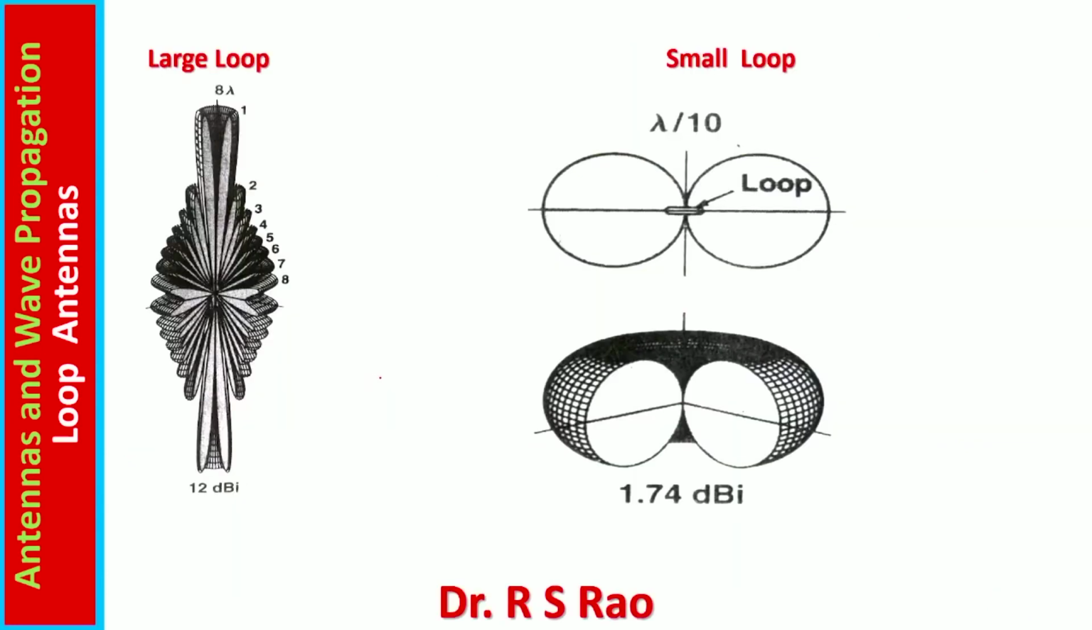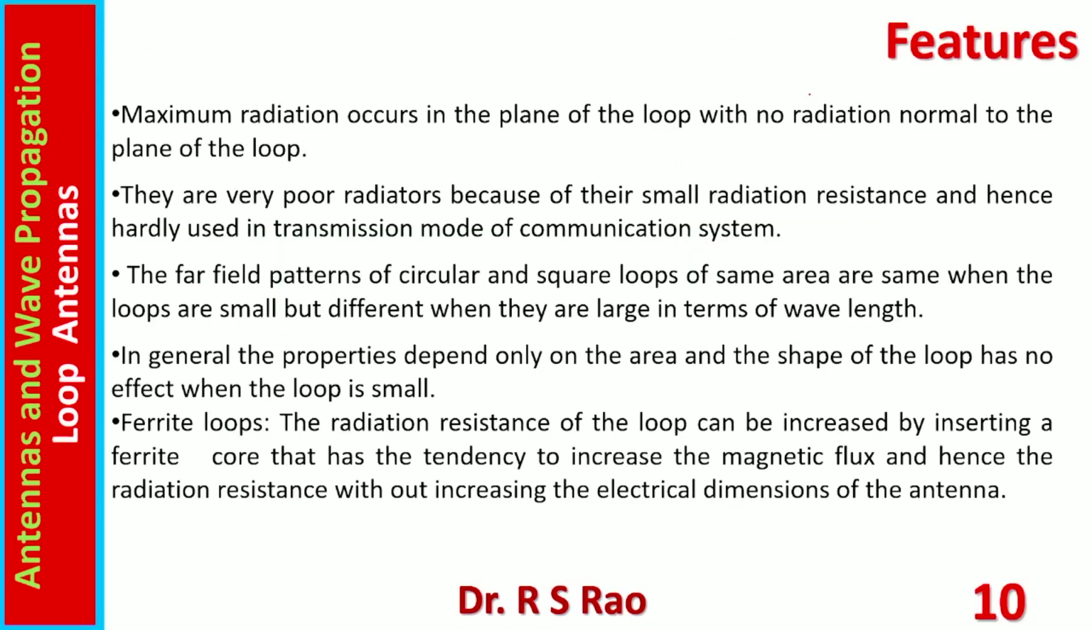Here are shown patterns of loops. This is for a large loop, whereas this is for a small loop. Notice in case of a small loop, there is no radiation normal to the plane of the loop. Entire radiation is in the plane containing the loop. In case of large loops, radiation is there normal to the plane of the loop, with no radiation in the plane of the loop.